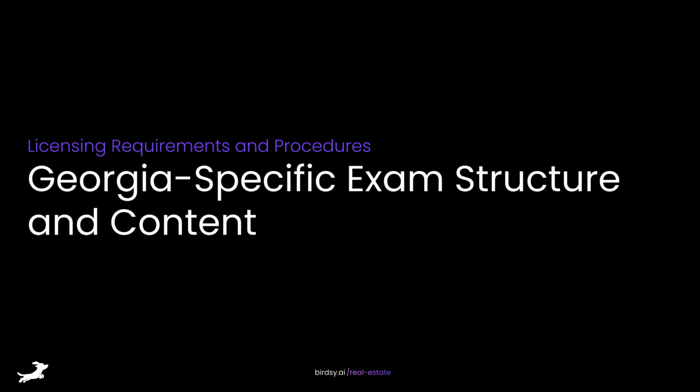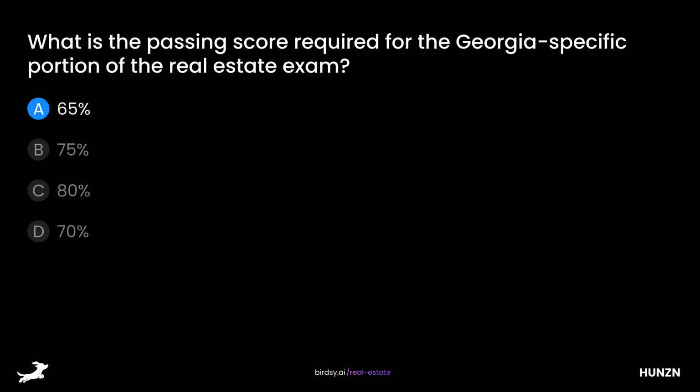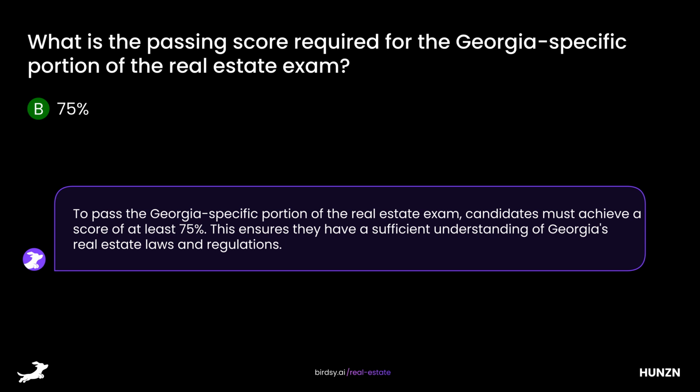Georgia-specific exam structure and content. What is the passing score required for the Georgia-specific portion of the real estate exam? Is it A, 65%, B, 75%, C, 80%, or D, 70%? The answer is B, 75%. To pass the Georgia-specific portion of the real estate exam, candidates must achieve a score of at least 75%. This ensures they have a sufficient understanding of Georgia's real estate laws and regulations.